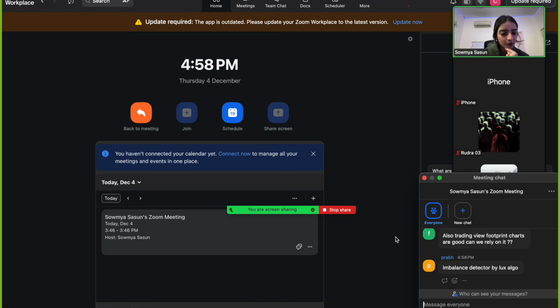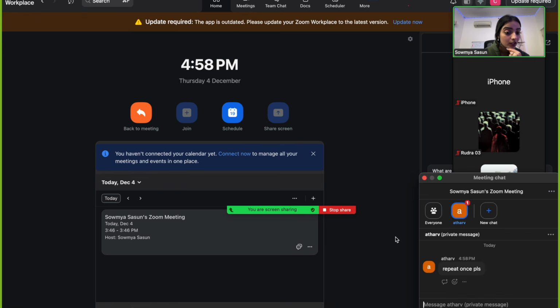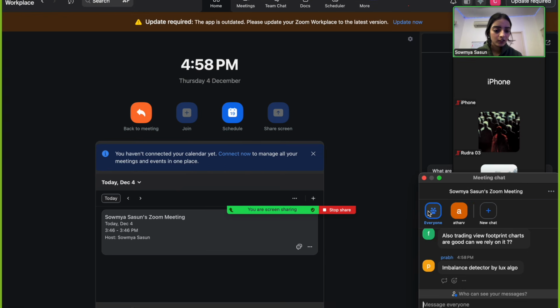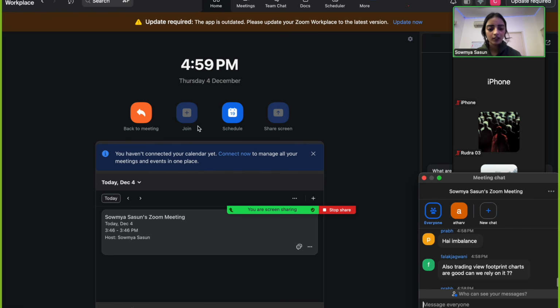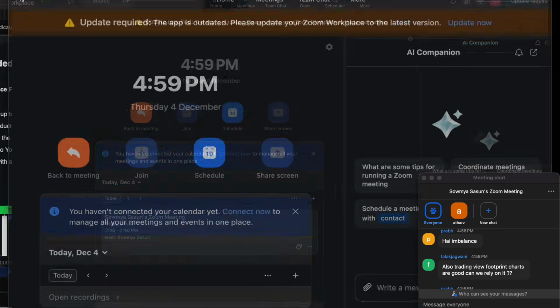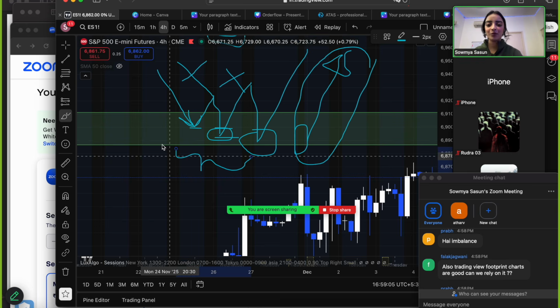Also, TradingView footprint charts are good. Can we rely on it? Great question. Who asked that? Falak. Great question. And your answer is no. You cannot use TradingView for footprint charts.